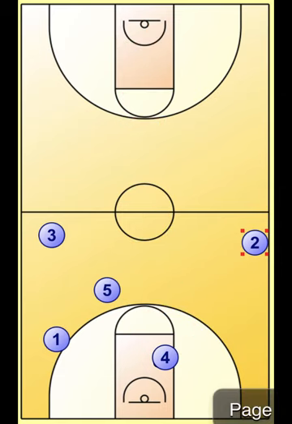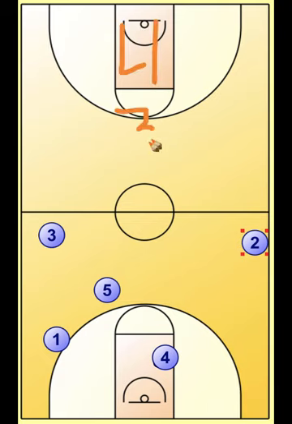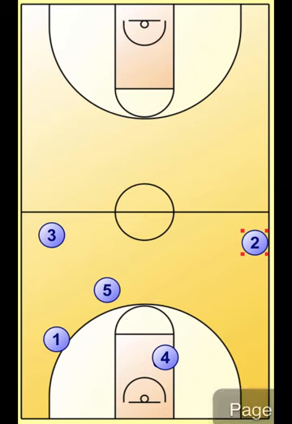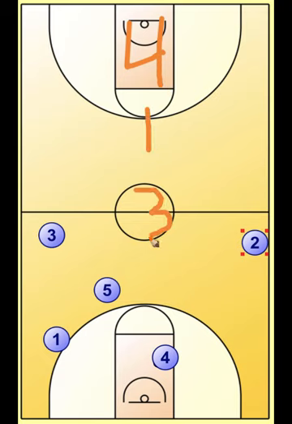Then we'll flip the ball back to the 4. The 4 will throw it off the backboard again, get their rebound. The sequence coming back will be 4, 3, 2, 1. The 1 will finish there. The sequence on the last trip will be 4, 1, 3, 5.